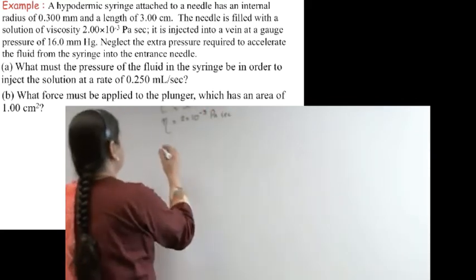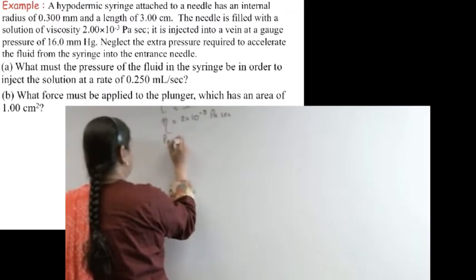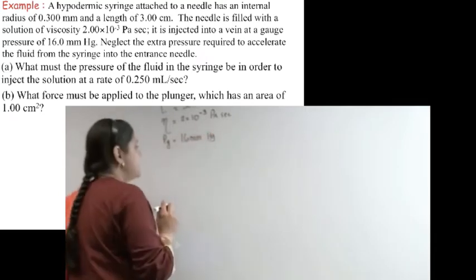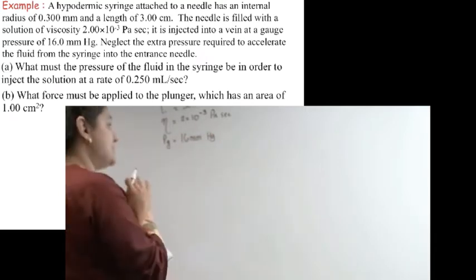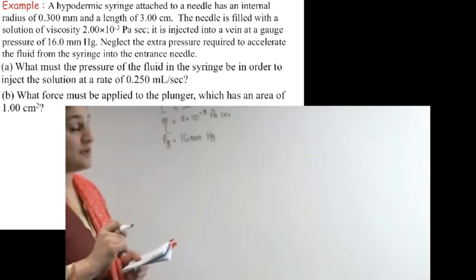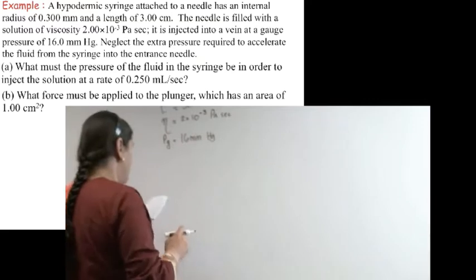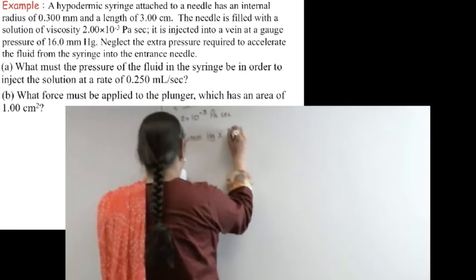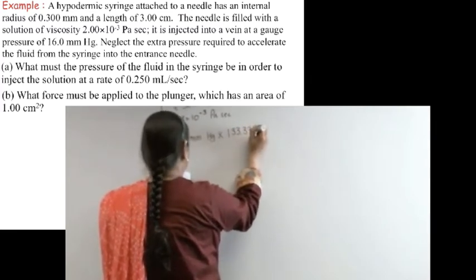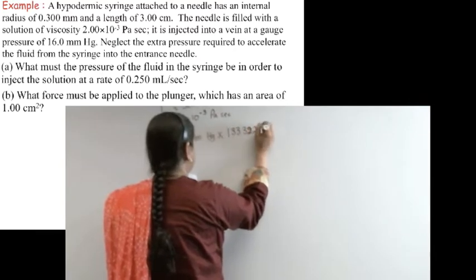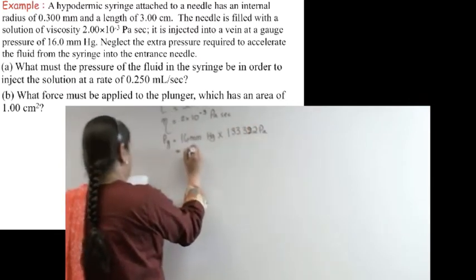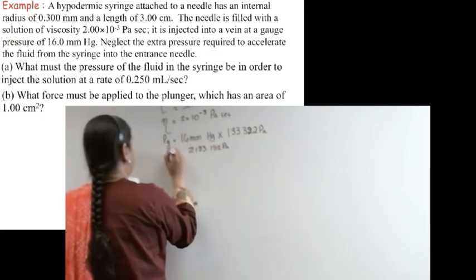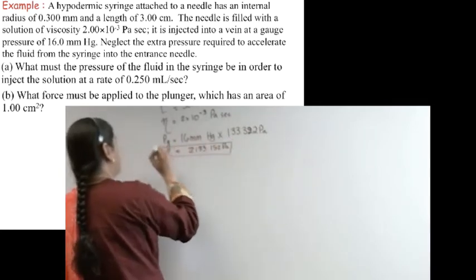And the gauge pressure that it's giving me, I'm just going to call it P gauge, is 16 mm of mercury. Now 16 mm of mercury is not a standard unit, so I need to convert it. And my standard unit is Pascal. Now how do I convert 16 millimeters of mercury into Pascal? The answer is very simple. I multiply this number by 133.3222 pascals, and that will give me 2133.152 pascals for my gauge pressure. That's going to be important.